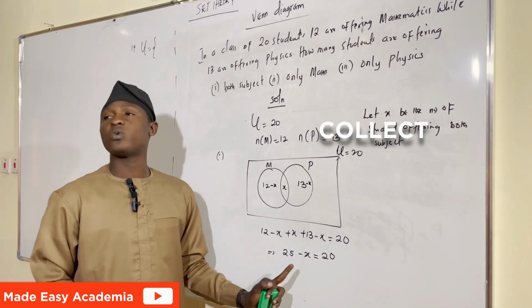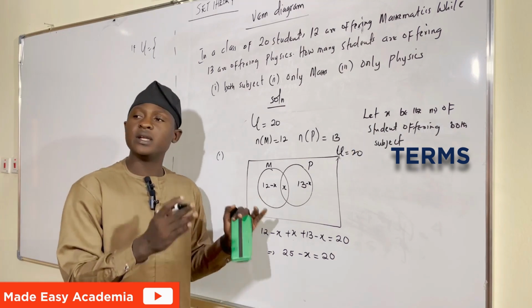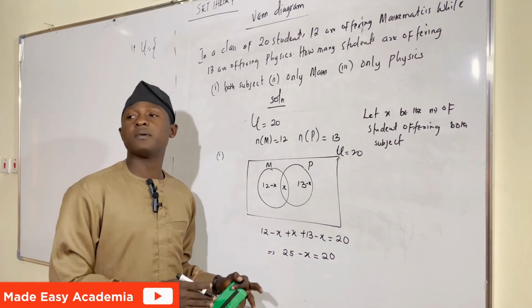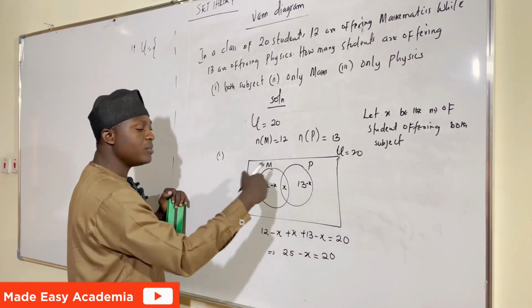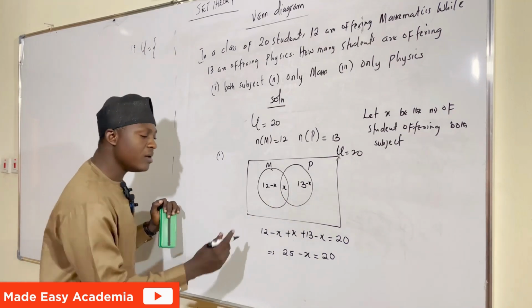Now the next step here is to collect the like terms. Collect like terms means the numbers will be at one side, the alphabet will be at one side. How? If I like, I can bring this one to this side. If I like, I can bring this one to this side. Anyhow we like it, but let me make it simpler.